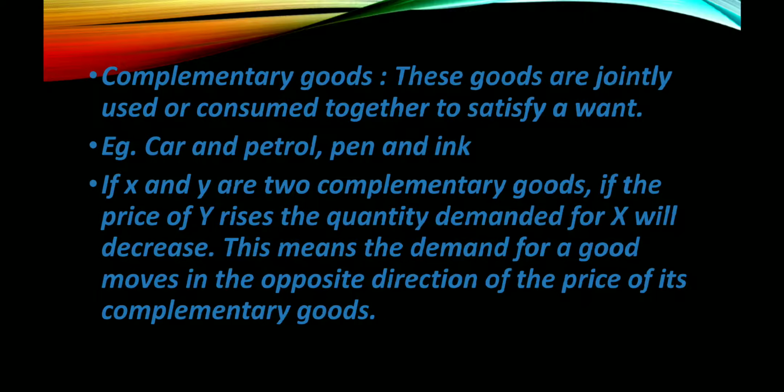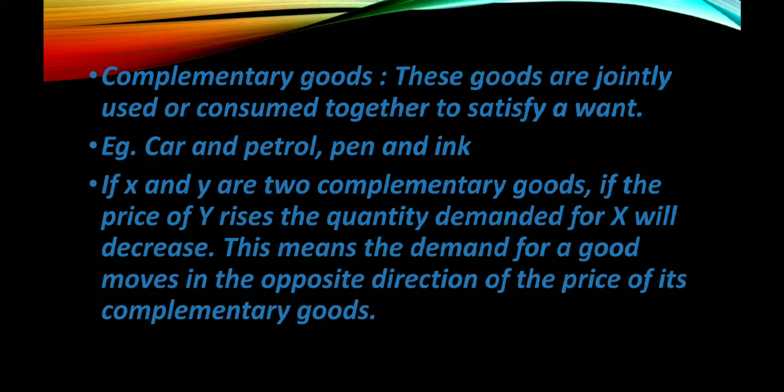Next is complementary goods. These goods are jointly used or consumed together to satisfy a want. Car and petrol, pen and ink are examples. If X and Y are two complementary goods, and the price of Y rises, the quantity demanded for X will decrease. This means the demand for a good moves in the opposite direction of the price of its complementary good.